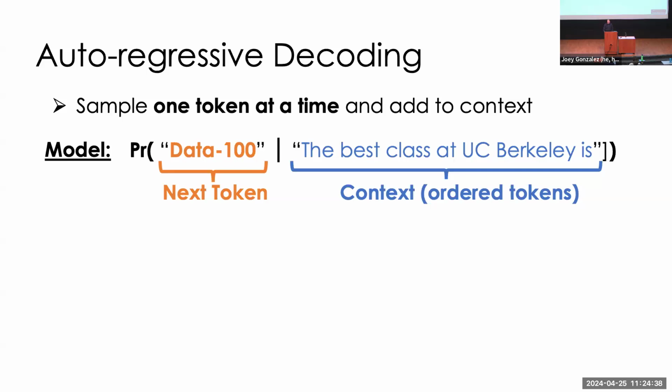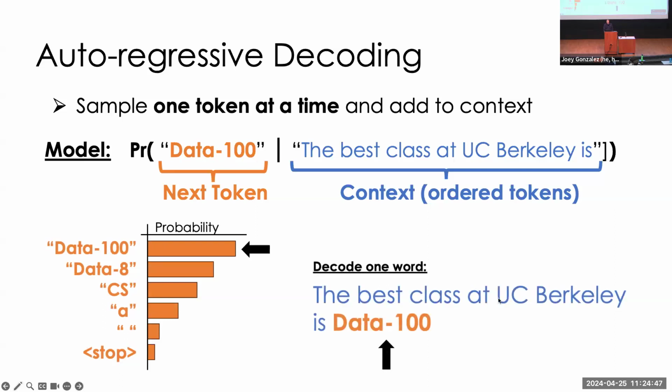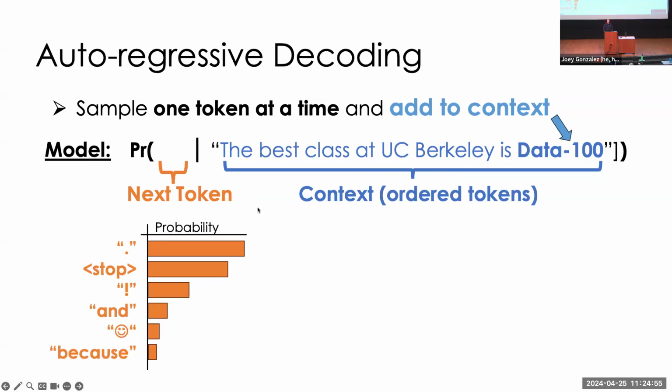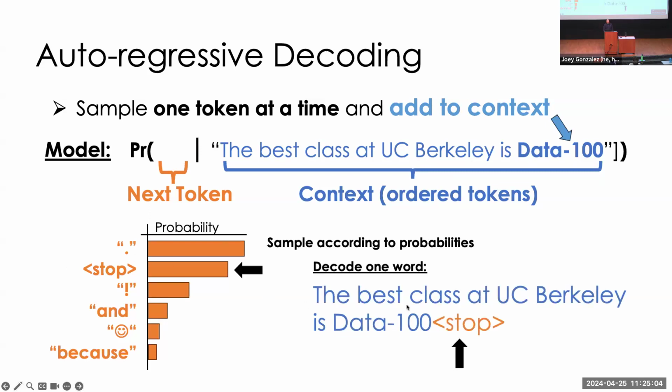So let's try it. The best class at UC Berkeley is... I'd see what's the probability of Data 100 here. It's highest. So let's say I take the most likely. The best class at UC Berkeley is Data 100. Now I'm going to feed that into my context. That's my new context. And I'm going to find the next best token, right? So if I just choose the best token, I choose the period. Let's say I say period, okay? Then I put period in my context and proceed.